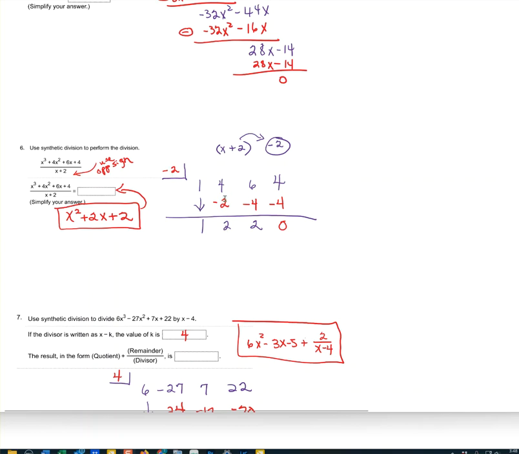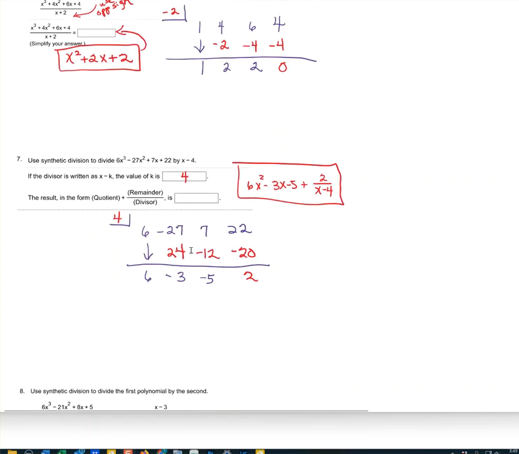2 times negative 2 is negative 4. Add, you get 2. 2 times negative 2 is negative 4. Add, you get 0. You drop down one level because you're doing x cubed, and your answer will be an x squared. So this is x squared plus 2x plus 2. Remainder is 0.